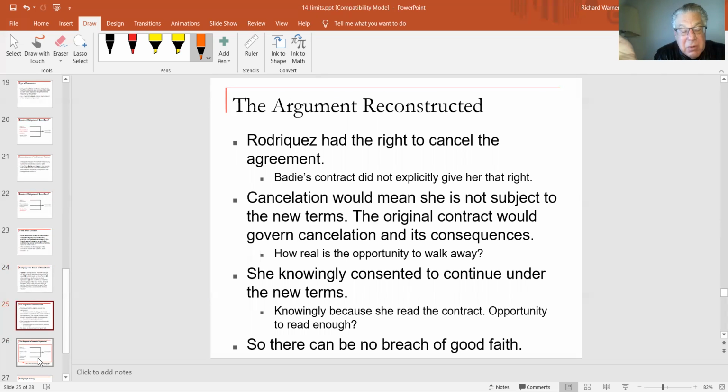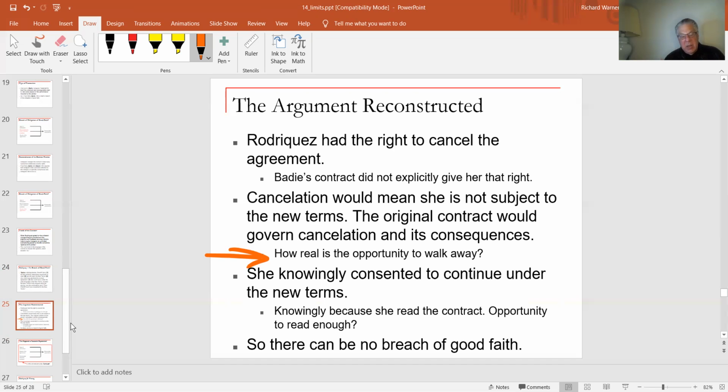So Rodriguez had the right to cancel the agreement. Cancellation would mean she's not subject to the new terms. So the original contract would govern cancellation and its consequences, right? So, okay, you're canceling, and here's what happens to your intellectual property when you cancel under the old contract. And so she could just cancel and walk away. Right? We'll come back. This is a critical question. I just noted here, we'll come back to it.